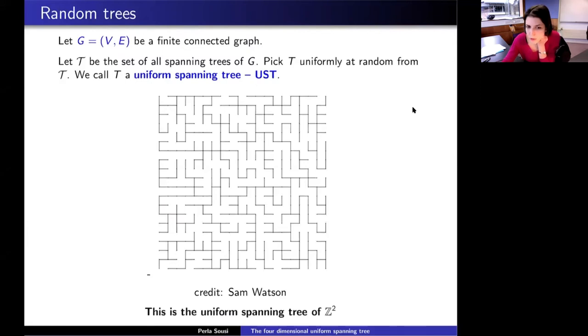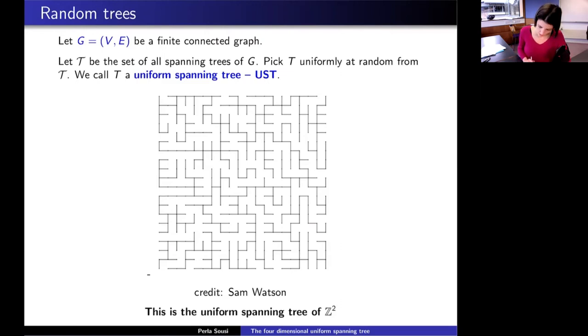In this picture, which is a simulation by Sam Watson, you see a portion of the uniform spanning tree of Z^2. I haven't defined yet what we mean by uniform spanning tree of an infinite graph, but one way to think of it is as the uniform spanning tree of the box that you see here.